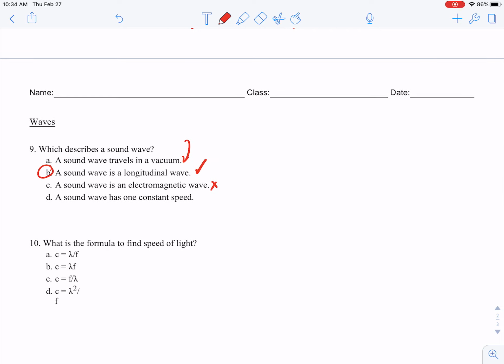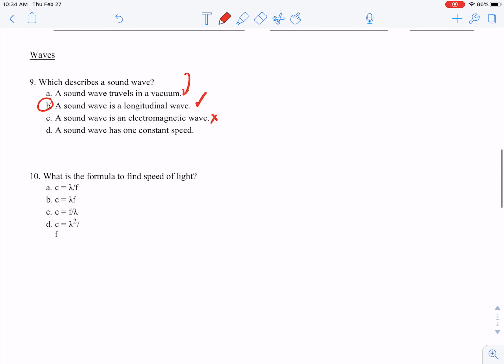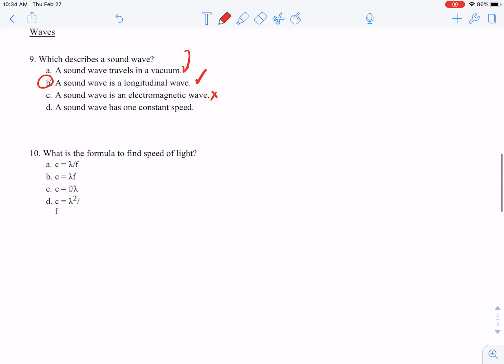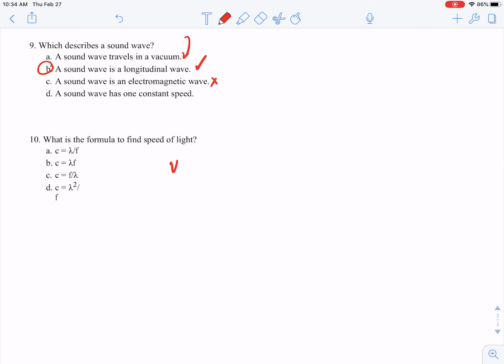Letter B. What is the formula to find the speed of light? The formula for speed is v equals f lambda. However, in this particular case, v is equal to c. So c is equal to f lambda since you're looking for the speed of light. So the correct answer here is letter B.